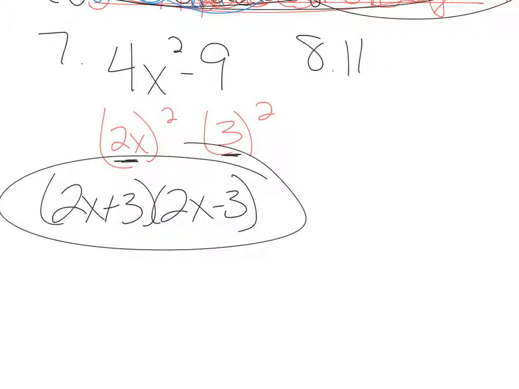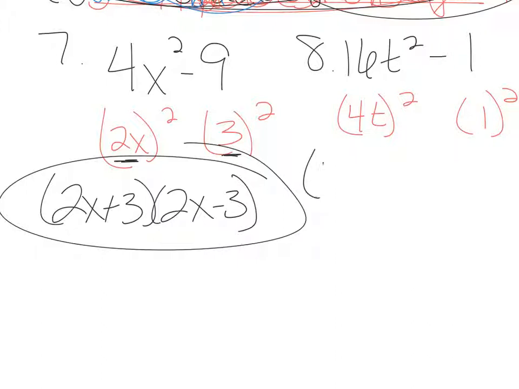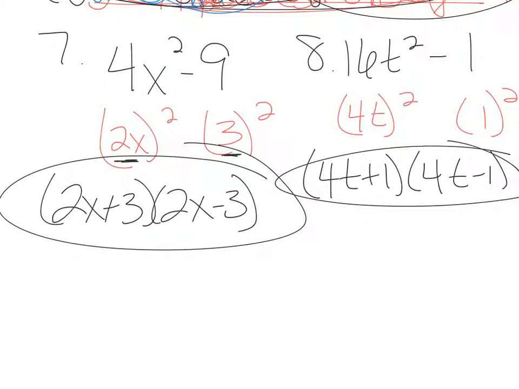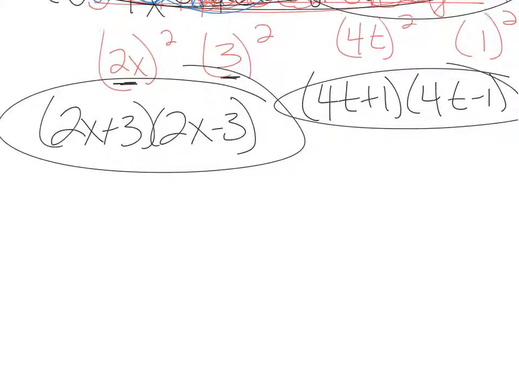Okay, let's try 16t squared minus 1. What squared will give me 16t squared? Hopefully we can come up with 4t. And then what squared gives me 1? Well, just 1. That one's pretty easy. So if you can fill in those two parentheses, we have 4t plus 1, 4t minus 1. And once again, if you're not sure, remember you can always check your answer. Just multiply it out.